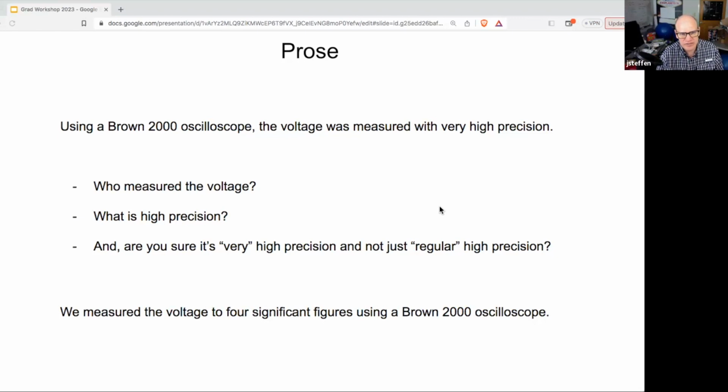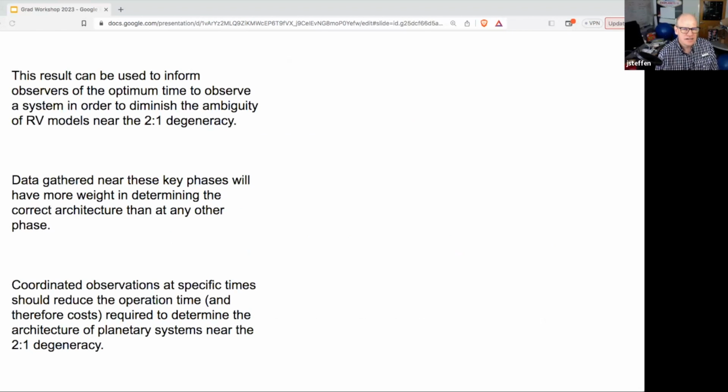And so by just writing it out, you don't have to decide what kind of taxonomy should be there. And then at the end, because only 2 people are going to care what instrument you used to measure that voltage: we measured the voltage to 4 significant figures using a Brown 2000 oscilloscope. This conveys the same information with a few exceptions. It's more precise, and there's responsibility for who made the measurement.